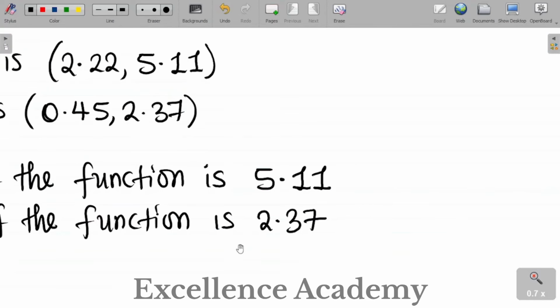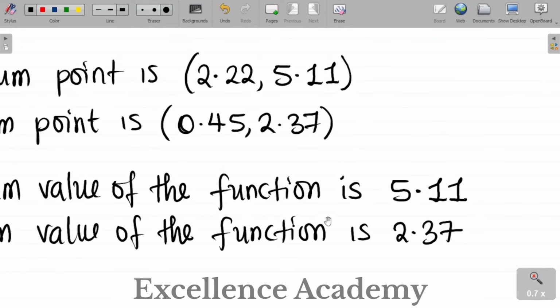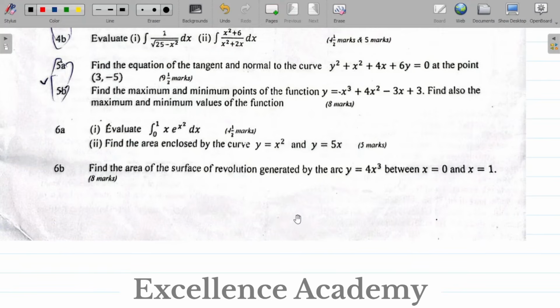All right. Let's look at the next question. Question 6a says, evaluate the definite integral of x e^(x²), upper limit 1, lower limit 0. We've already solved this question in a previous class. I'll leave a link in the video description, so check the video description to see the link to this particular class.